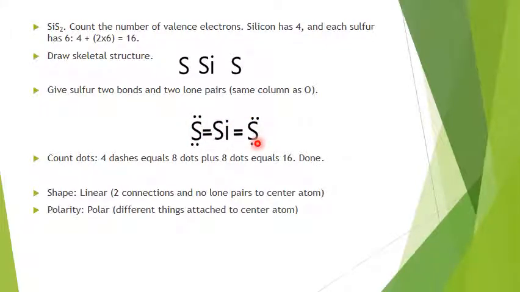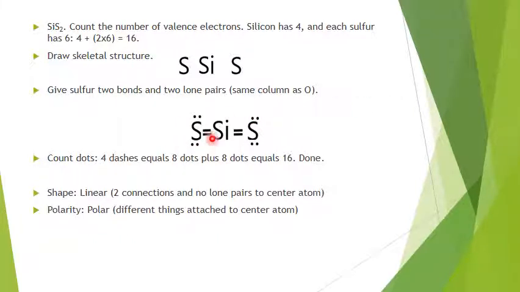All right. Now count up all your dots. Each dash is worth 2, so 2, 4, 6, 8, 10, 12, 14, 16. This is not a dot. This is part of the I. So there's 16 dots. We needed 16, and it's done.